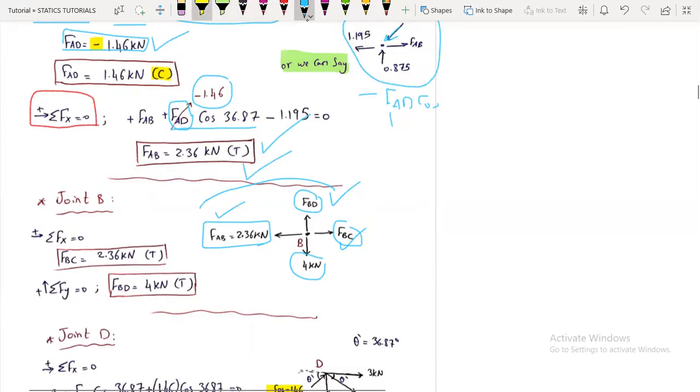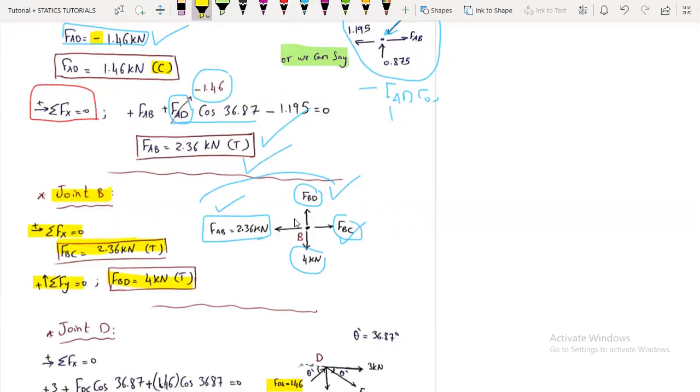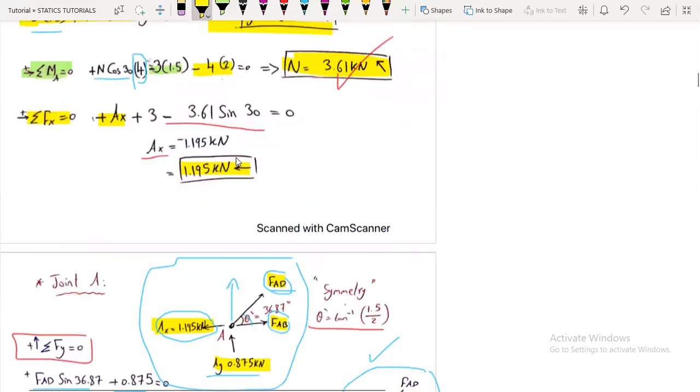So here is joint B. The summation of forces in the x direction: FBC minus 2.36 is equal to 0. So FBC is equal to what? It's equal to 2.36 kilonewtons. And the summation of forces in the y direction will get FBD to be 4 kilonewtons in tension. Now, moving on to joint D.